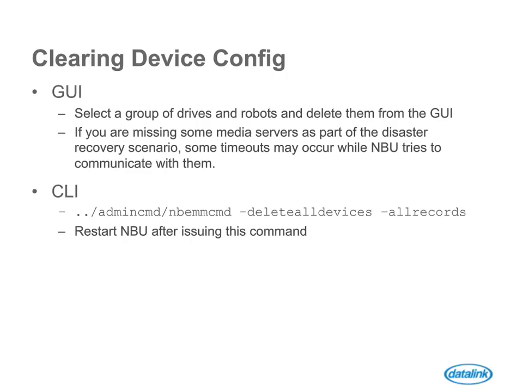So my preferred method is from the command line, and this can be done on Unix or Windows, and it's just the nbemm command, delete all devices, delete all records, and it's a real quick command. It will wipe out pretty much all that config from the EMM database. Your media and everything is intact, so it's only pretty much robot devices and tape drives. And then stop and restart NetBackup, and then we can proceed with adding the new devices.